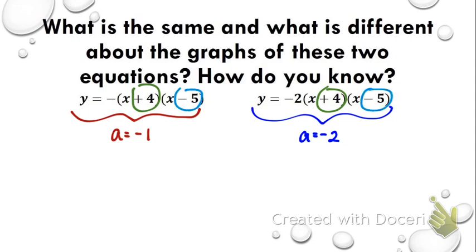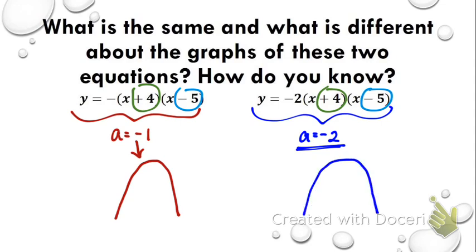So what does that mean about the graph for this one over here? It's going to be upside down, right? Because it has a negative A value. Is this one going to be upside down? Yes. Is it going to be wider or narrower? Narrower. Why is it going to be narrower? When we have whole numbers, that's a vertical stretch.